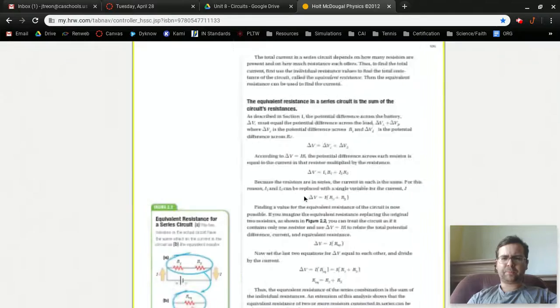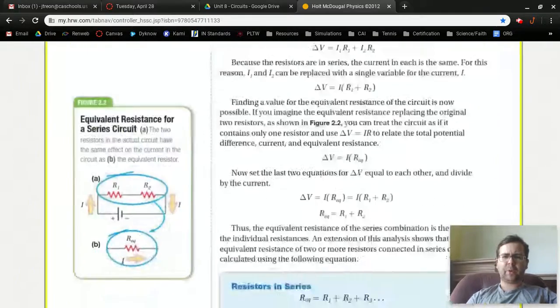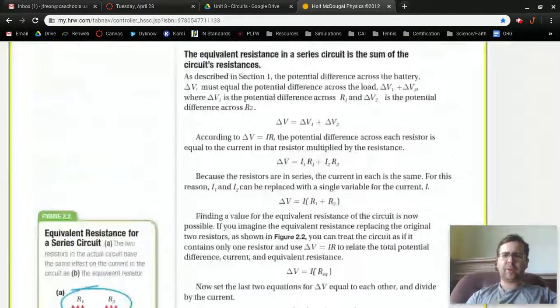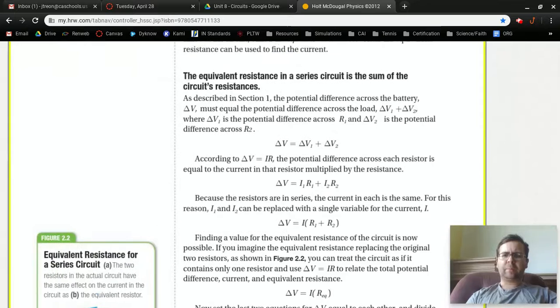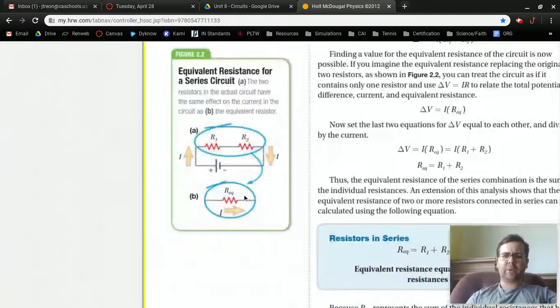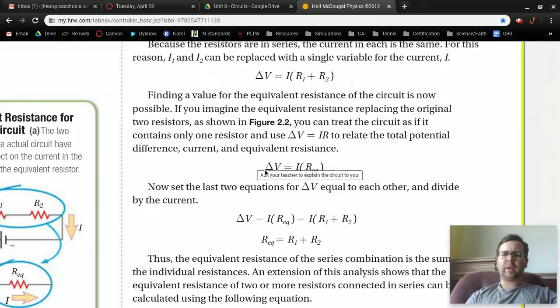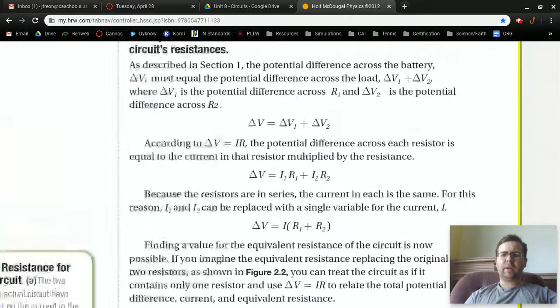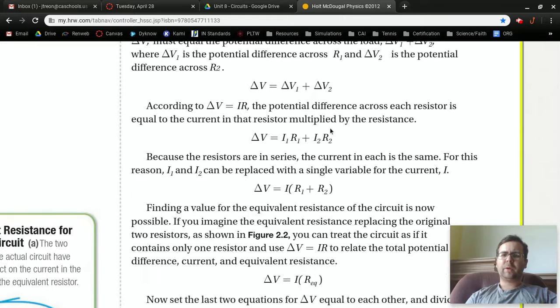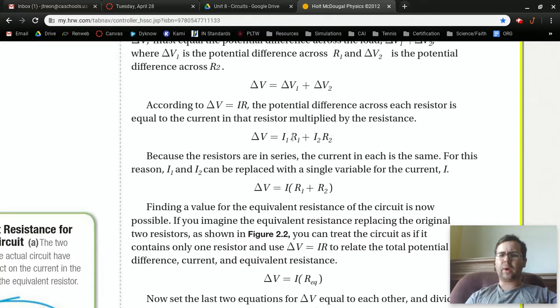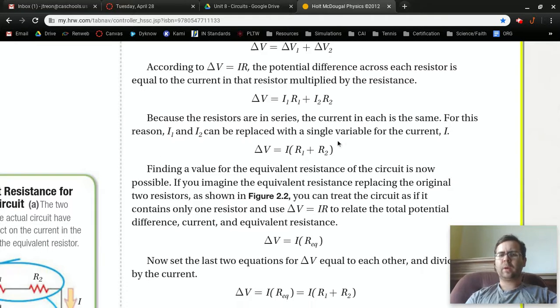Let me zoom in. There's a part in your book here that gives a summary about how this all works. Down here, you can see a circuit. Every time the current goes through a resistor, the voltage drops, and so it's going to drop twice in this circuit. Because of that, you can say that the total voltage is equal to the voltage drop 1 plus voltage drop 2. Substitute in V equals IR, so you can do I1 R1 and I2 R2.